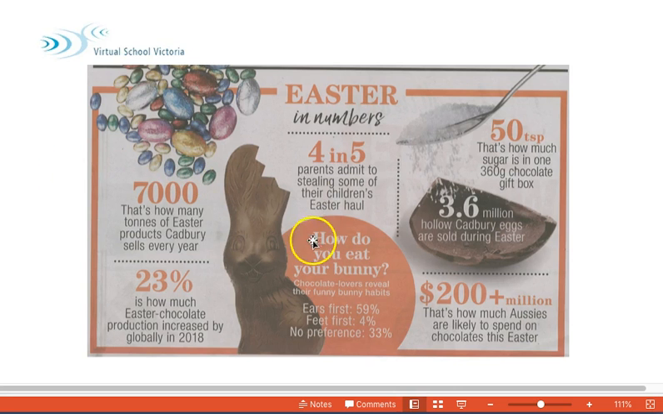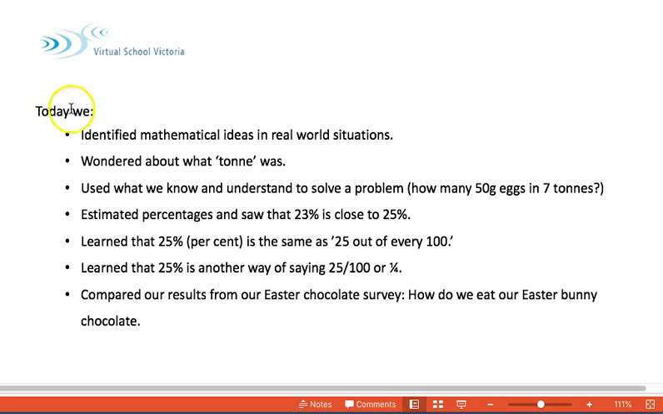Now, what else is there? So there's a lot of other things that we didn't talk about, like 3.6 million. What does the point mean? What does 200 plus mean? But we had a very good discussion. These were the ideas that we worked with.